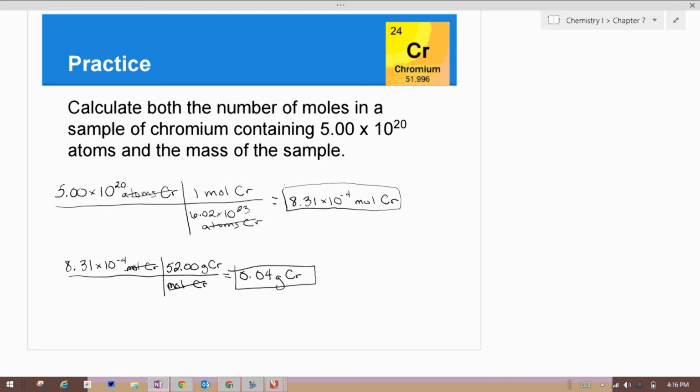So in my calculator, I still had the original answer from part 1, that 8.31 number, long decimal, so I just pressed the times button, and on my screen it said ANS, and then that times key, 52.00, and then hit enter. And round that number to 2 decimal places, and you get 0.04 grams of chromium.